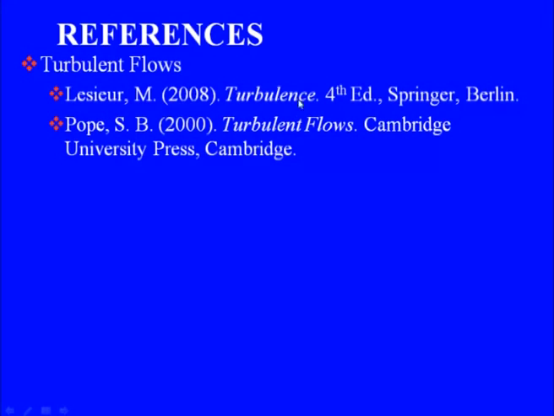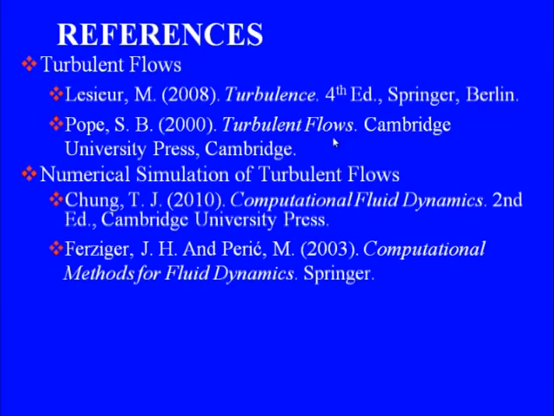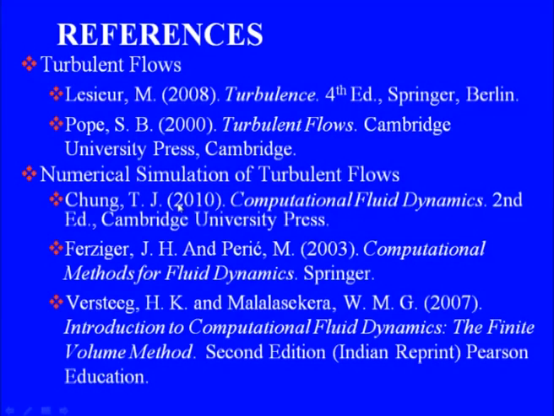If you are interested, there are a few references listed here for turbulent flows. There are many books. The two most popular books listed here: one by Lesieur, published in 2008, named Turbulence, and another one by Pope, published in 2000, on turbulent flows. For numerical simulation of turbulent flows, there are CFD books which we have already seen earlier. You can look at the book by Chung, Computational Fluid Dynamics, or the book by Ferziger and Peric, and the book by Versteeg and Malalasekera. This book is specifically relevant for the details about different RANS simulation models.